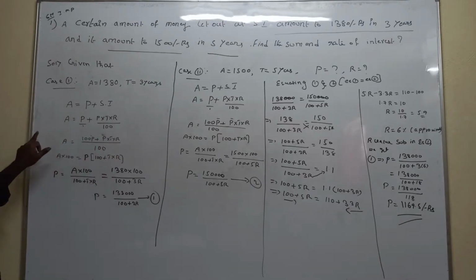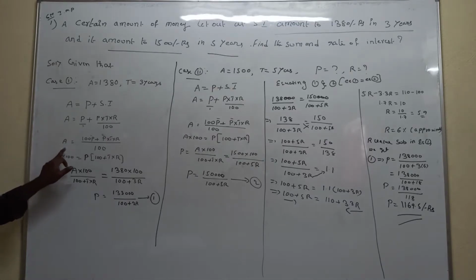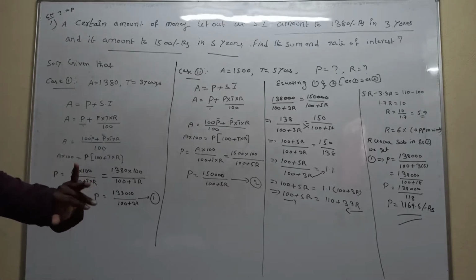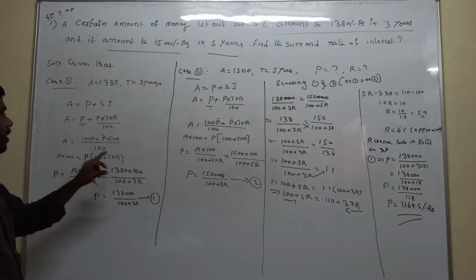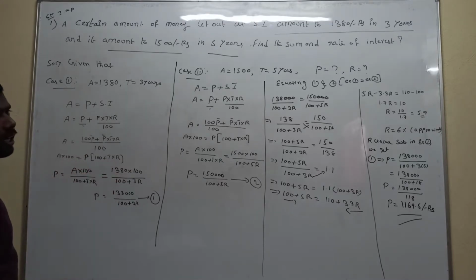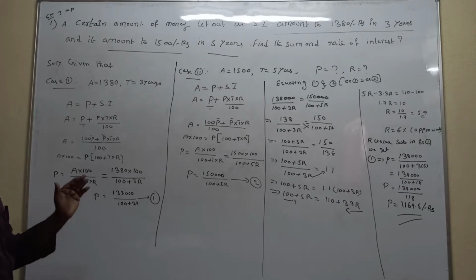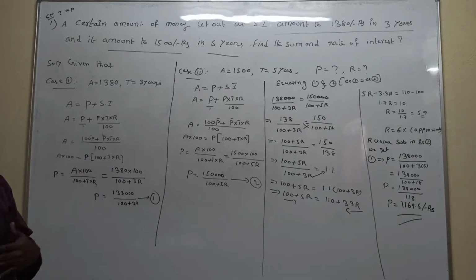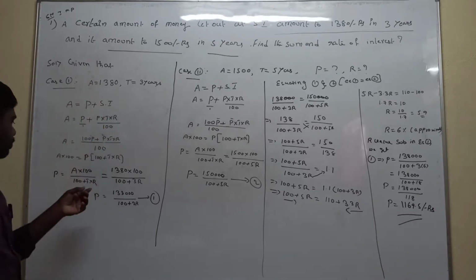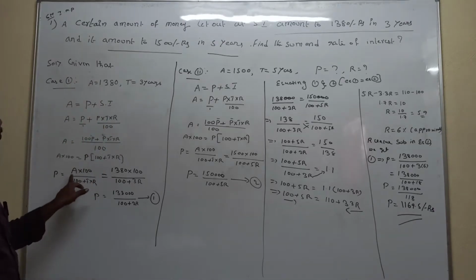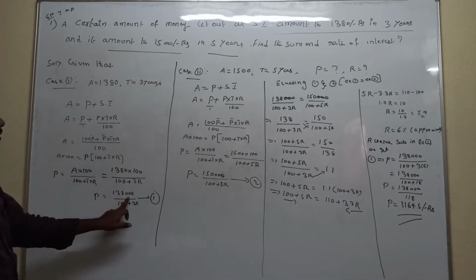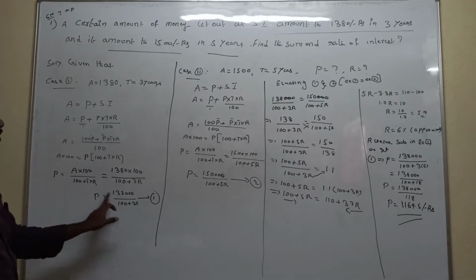Cross product with the LCM 100: 100 into A is equal to P common, P is the common letter. Taking P outside, the remaining element is 100 plus TR. Since we want the P value, we take this to the denominator. Capital P is equal to 100 into A divided by 100 plus TR. You know the capital A value and the capital T value, so substitute both values in the equation. Capital A value is 1,380 into 100, which is 1,38,000, divided by 100 plus the T value, which is 3.